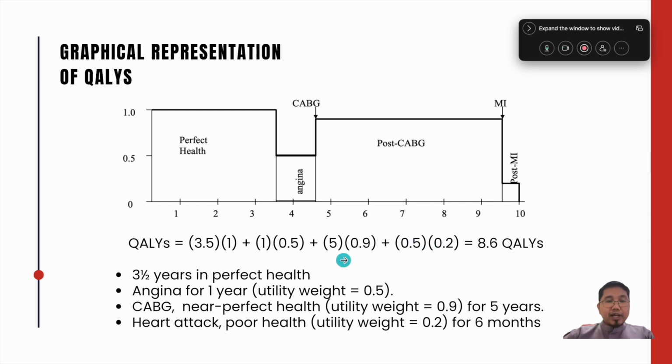So when we calculate all these events, for the 10 years of his life, he only has 8.6 QALYs, I mean quality adjusted life years. I hope you got this simple example here.